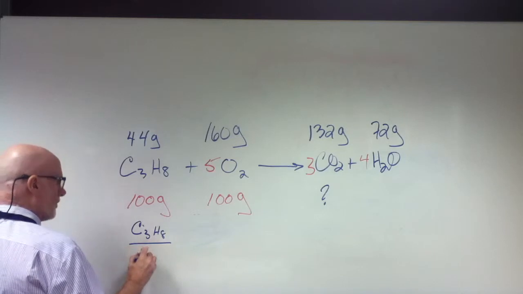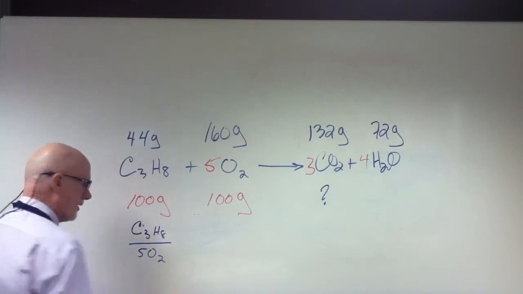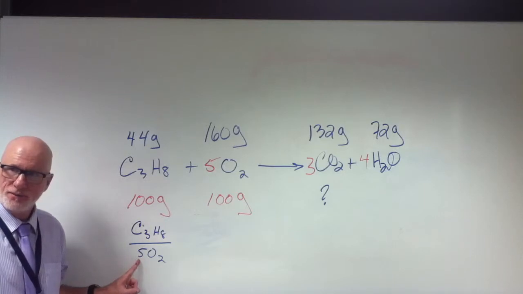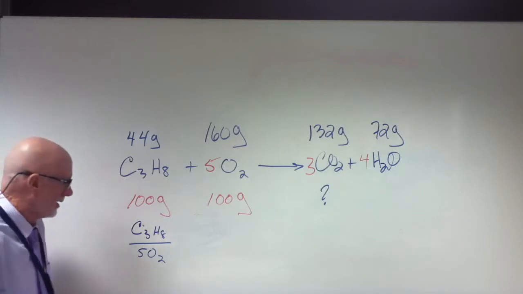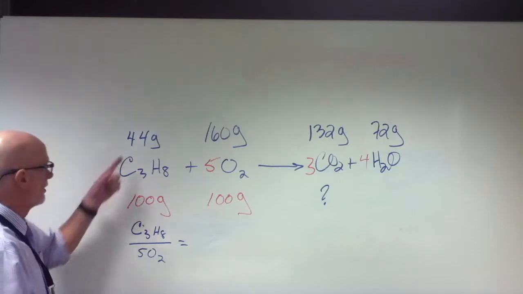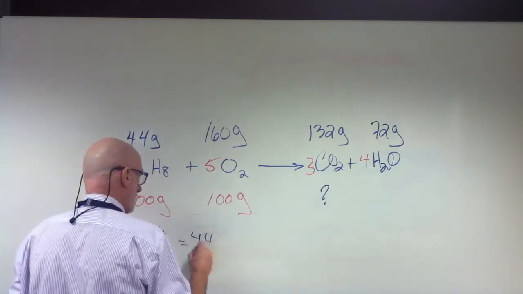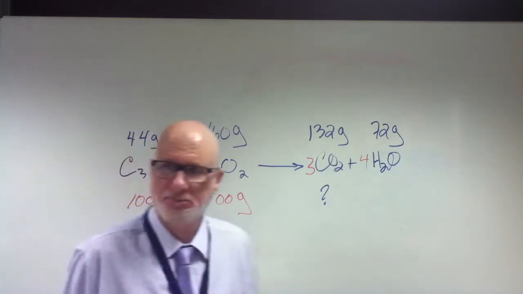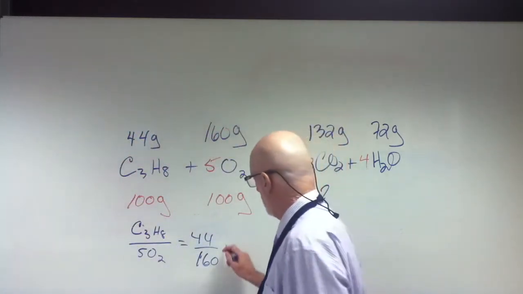C3H8 over 5O2, right? So for every 1 mole of this, I'll use 5 moles of this, right? Is that right? Okay. So what's the constant mass ratio? Well, it's going to be 44 over 160, right?